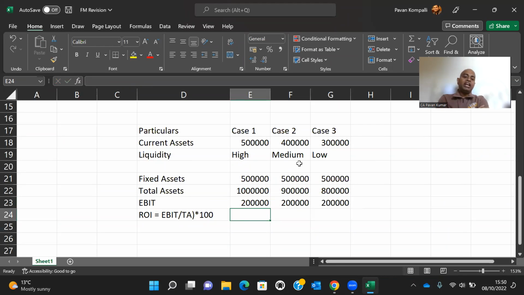In all the situations, EBIT is 2 lakhs, because they said that based on how much current assets you are carrying, profits will not change. That is what is given in the question. So EBIT is always 2 lakhs. Can you calculate return on investment? I am very poor in mathematics. My small mind cannot calculate these big ratios, so I am depending on you. Can you please help me by calculating the return on investment in case 1, case 2, case 3?